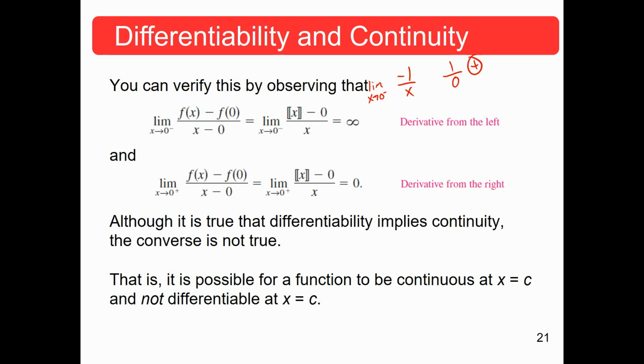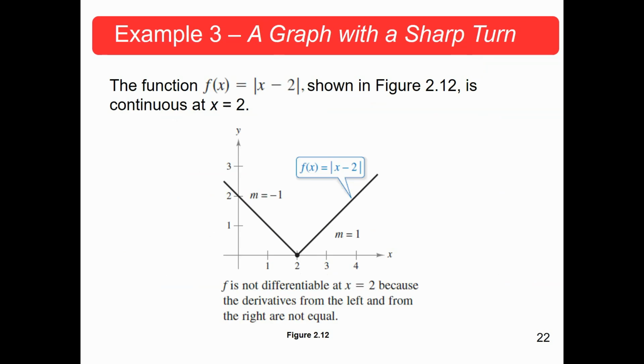Now, it is true that differentiability implies continuity, but the converse of that is not true, okay? It's possible to have a function that's continuous, but not differentiable. Don't believe me? All right, let's look at example 3. The function f of x equals the absolute value of x minus 2, and we want to talk about what happens at x equals 2. It's not differentiable at x equals 2 because the derivatives from the left and from the right aren't equal.